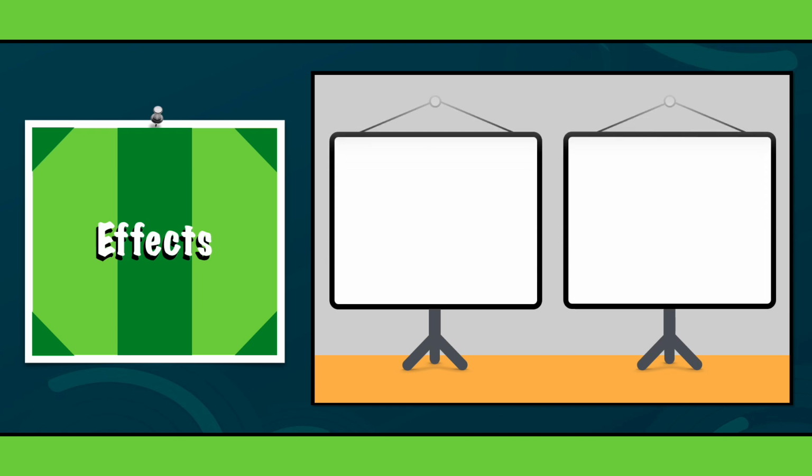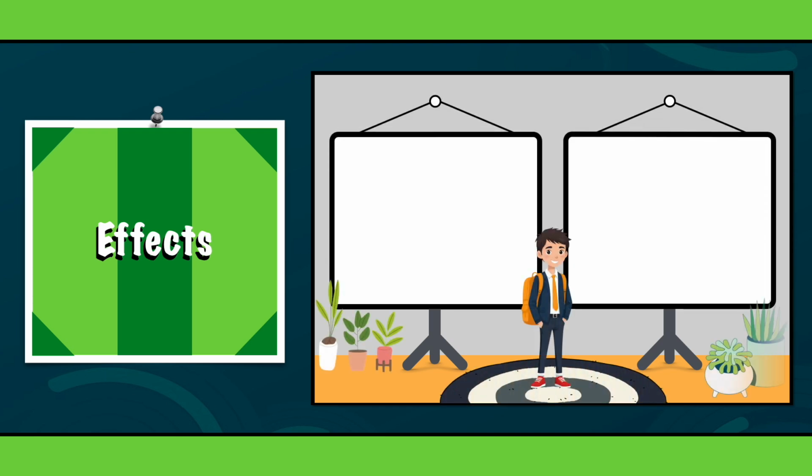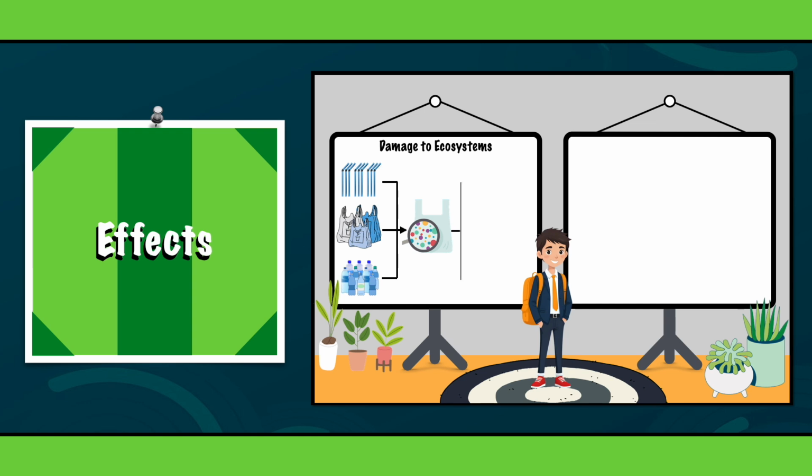Plastic pollution has far-reaching effects. One of the most immediate consequences is the damage it causes to ecosystems. Plastics don't biodegrade easily, which means they can stay in the environment for hundreds of years. As they break down into smaller pieces, they leach harmful chemicals, which can contaminate soil and water sources, but also animals.